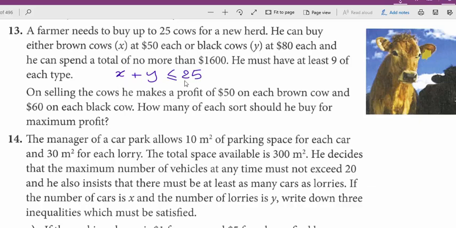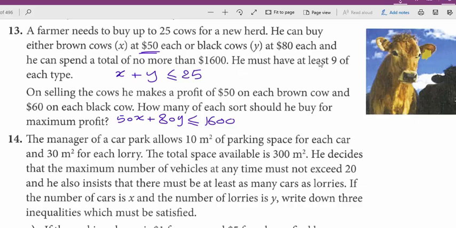Another inequality is about the cost. This cost is in dollars, and this one is also in dollars, so we don't need to exchange anything. 50x plus 80y must be less than or equal to 1,600. This is another inequality. And we can get two more inequalities from this expression.